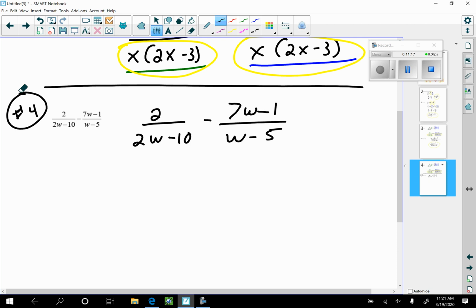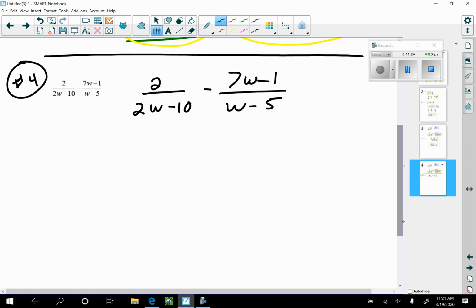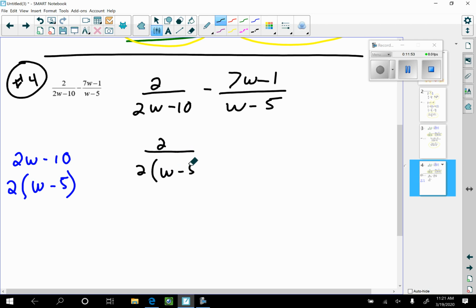So what do I want? In order for me to subtract these fractions, I have got to have common denominators. Golly gee. Here's what I'm going to do. I'm going to go over here and I'm going to factor this denominator here. I see that both have a factor of 2. And I could kind of see that the other had a factor of w minus 5. So I'm going to rewrite this fraction this way. 2 over 2 times w minus 5 minus 7w minus 1 over w minus 5. Okay?